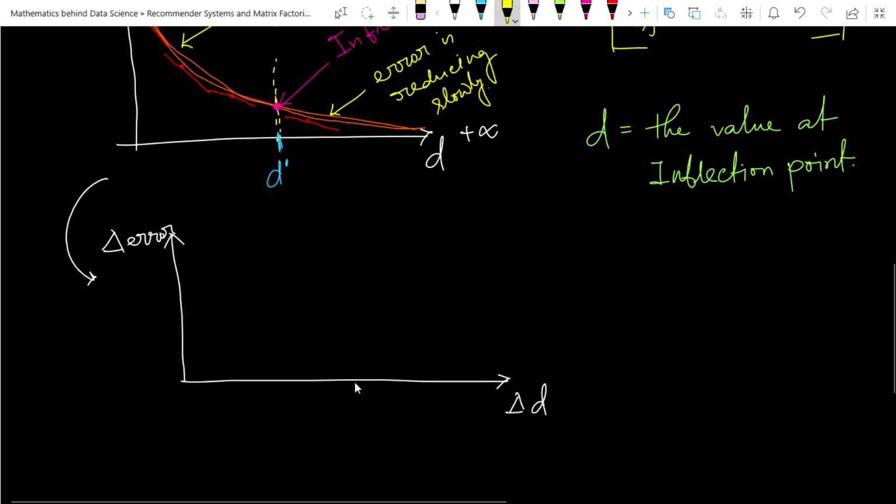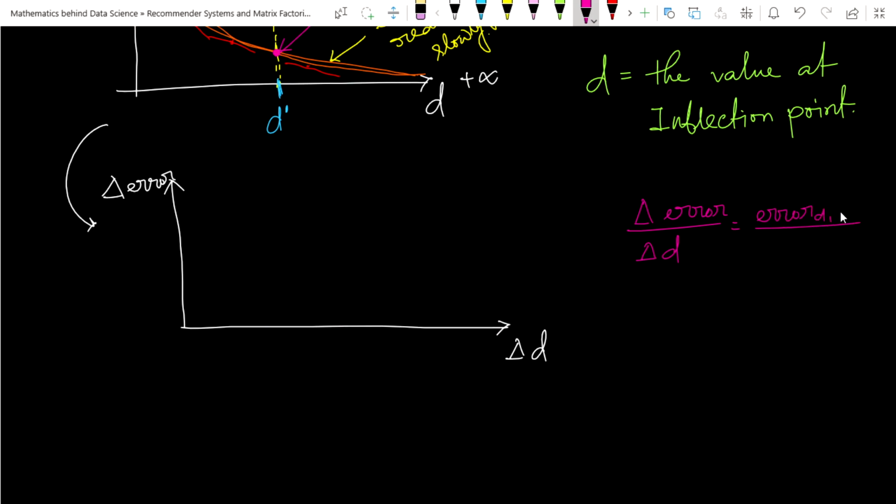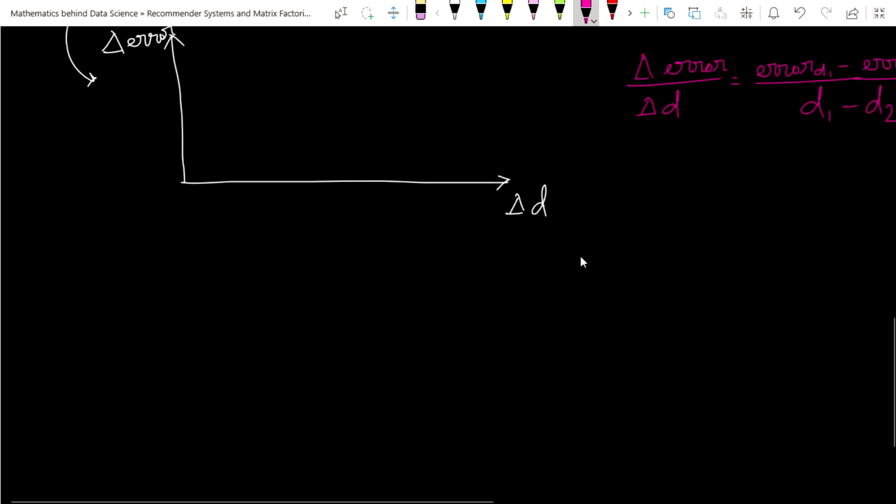How will we calculate this differentiated value? It will be calculated in this manner: del error by del d will be the difference of the error at the d1 point minus the error at the d2 point, divided by d1 minus d2. That's the thing we have to always remember.